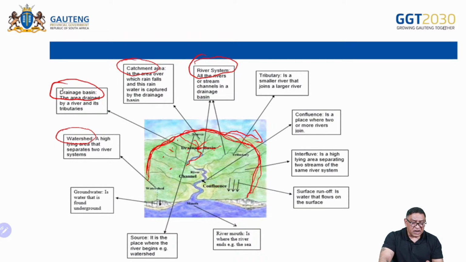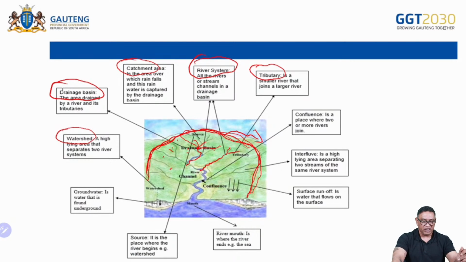Now, in the river system, we also have tributaries. A tributary is a smaller river that joins a larger river. Can you see it there? The smaller rivers joining the larger river. So that is your tributaries. Then you will pick up that the tributary meets the main stream at a point. That point where they meet is your confluence, a place where two or more rivers meet. Can you see the relationship, learners? If you're learning it like that, it makes it so much easier. So where two rivers meet, that's your confluence.